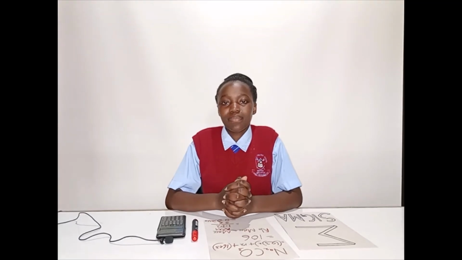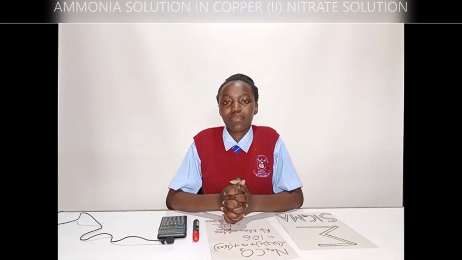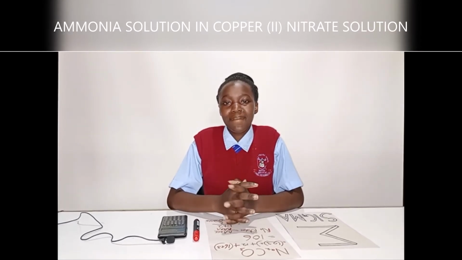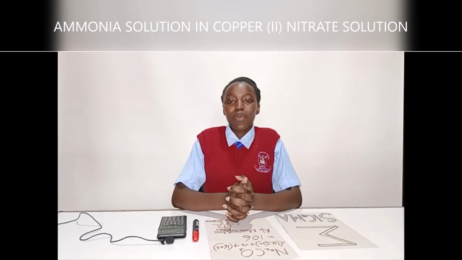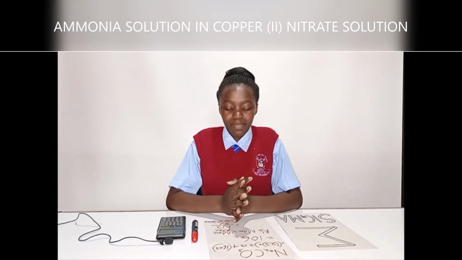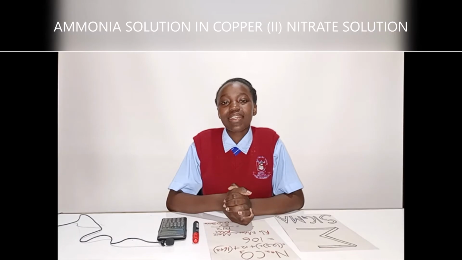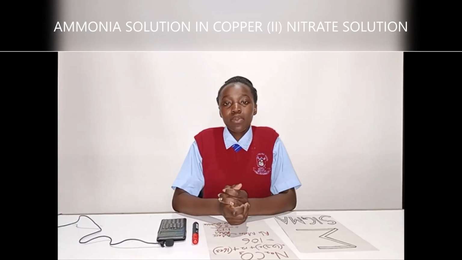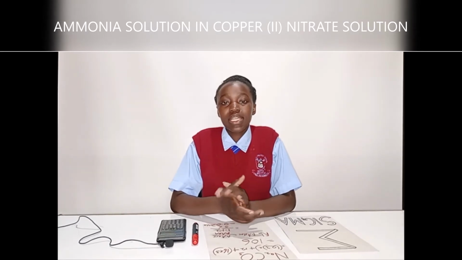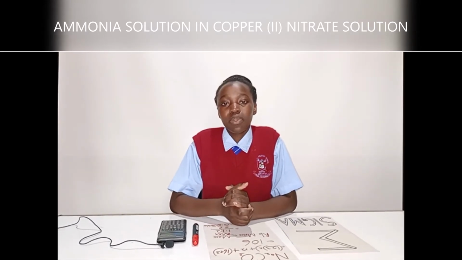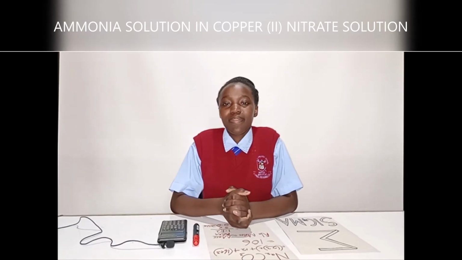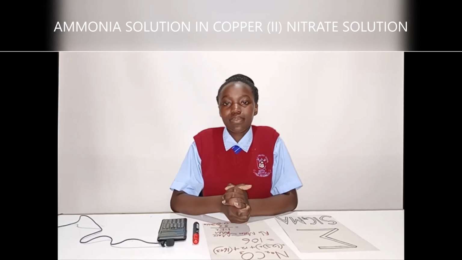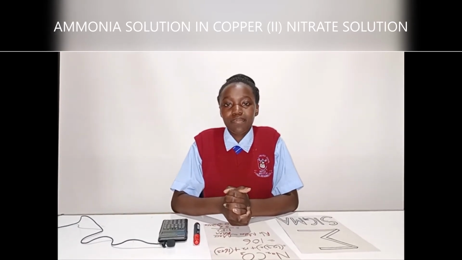State and explain the observation that will be made if you add aqueous ammonia to copper-2 nitrate solution dropwise until in excess. It will form a pale blue precipitate. Okay. In excess, a deep blue solution will be formed. Okay, that is correct. In excess, the pale blue precipitate dissolves. That is a key word you missed there. Then a deep blue solution is formed.